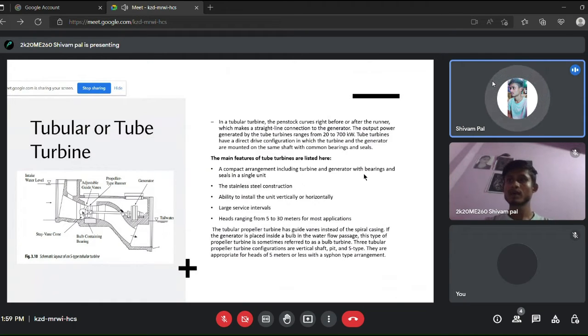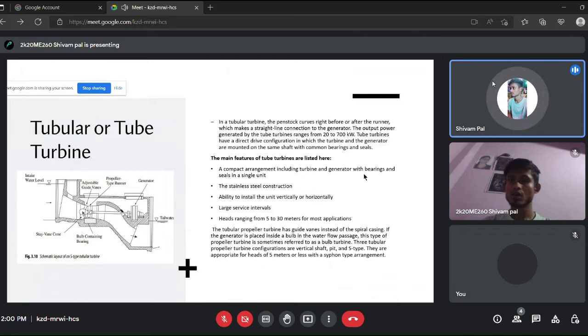The tubular turbine has an efficiency about 1 to 2% higher than the vertical propeller turbine due to lesser hydraulic losses in the passageway. Tubular turbine head is 20 meters and the power range is up to 7 megawatts.